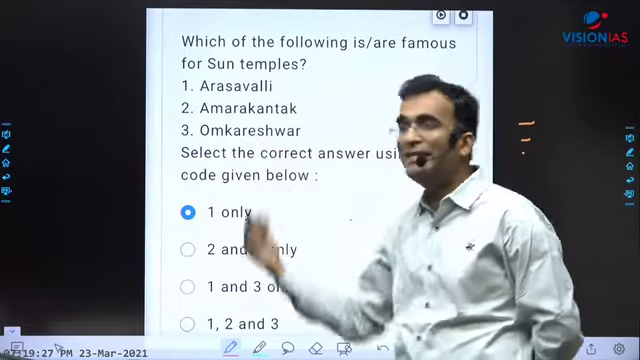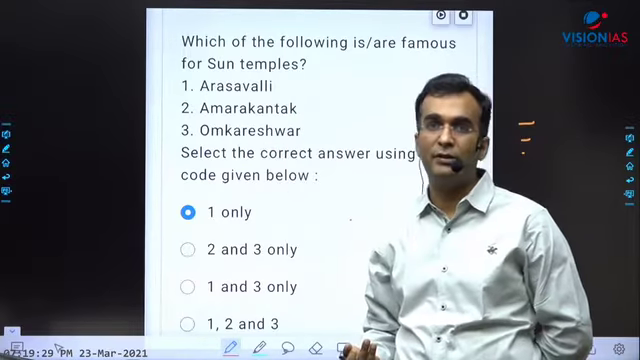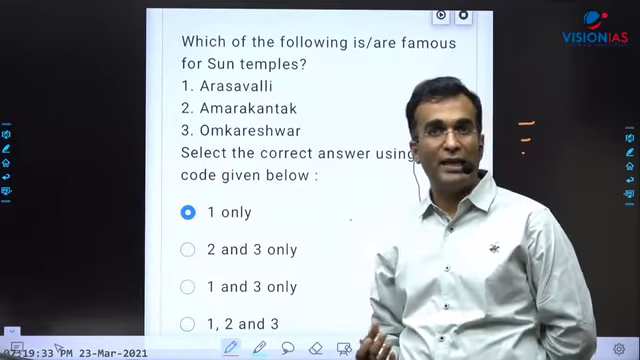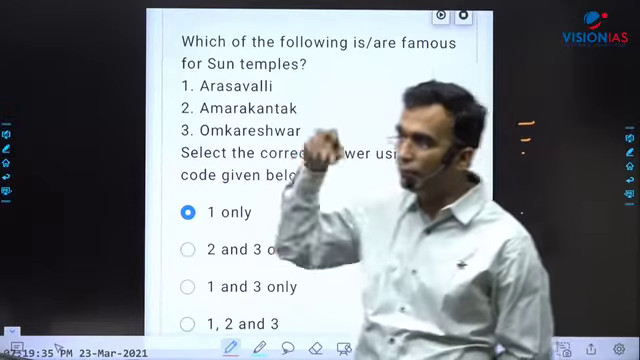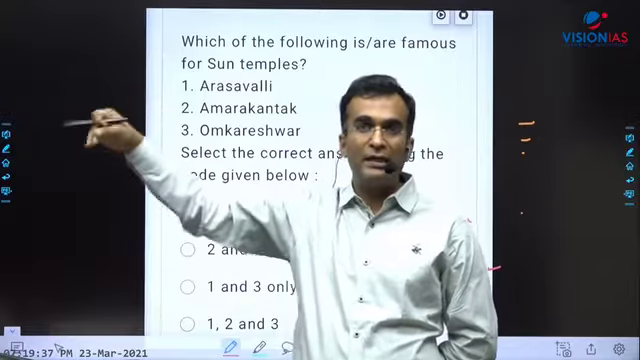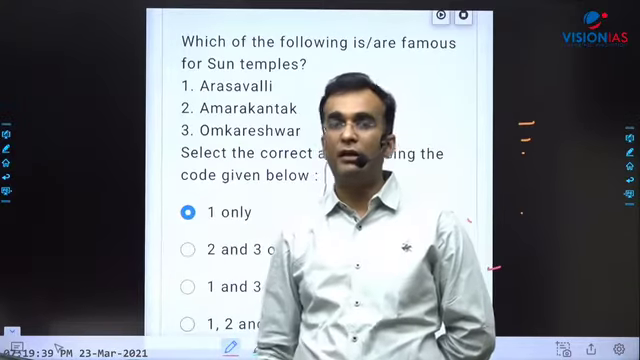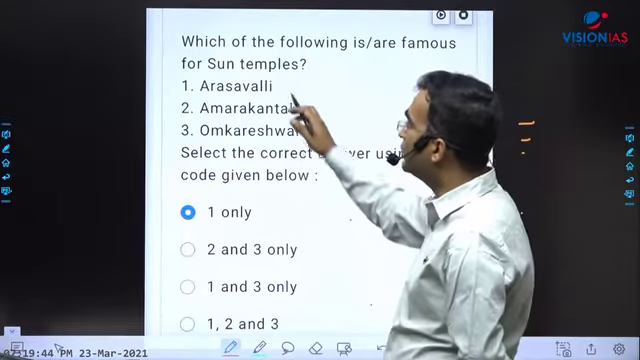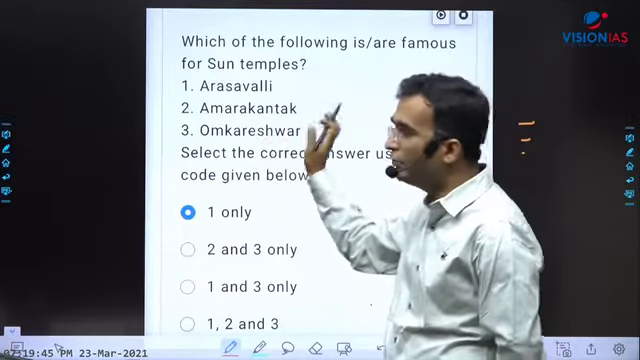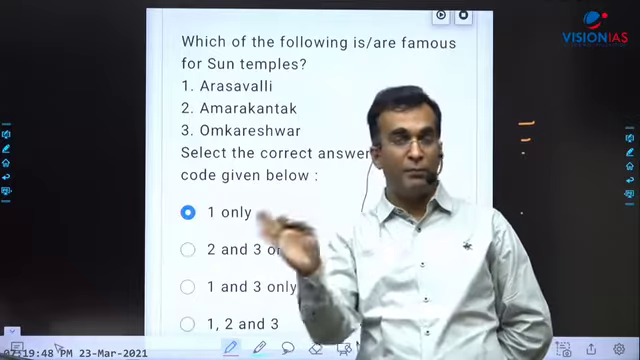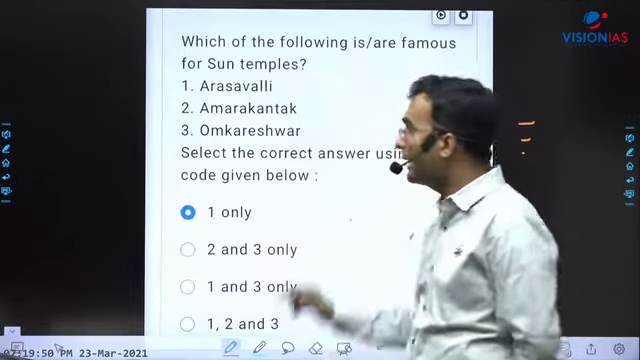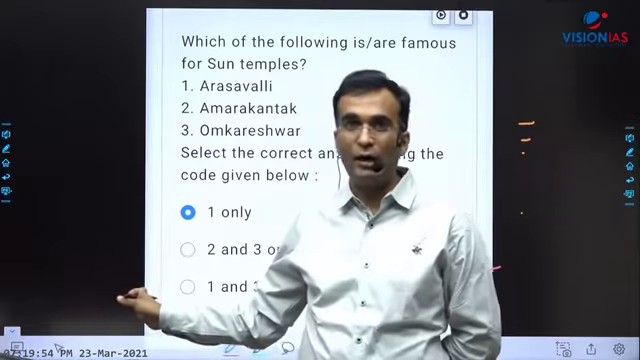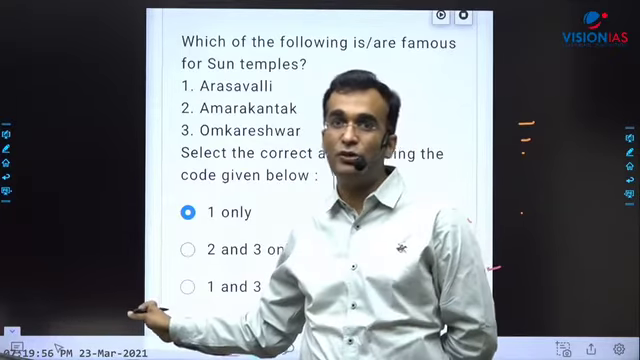Amarkantak, you have seen this in the geography syllabus, where you talk about the Narmada river and Son river. They emerge from the Amarkantak plateau. One goes to the Patna side and one goes to the Gulf of Khambat, the Gulf of Cambay. So this is what you have read about Amarkantak, but you haven't read it from the perspective of religion. Then what is Omkareshwar? This is the one you have read right now. It is a Jyotirlinga.